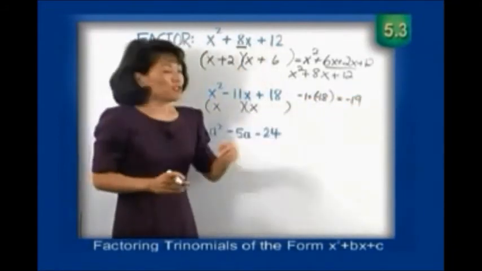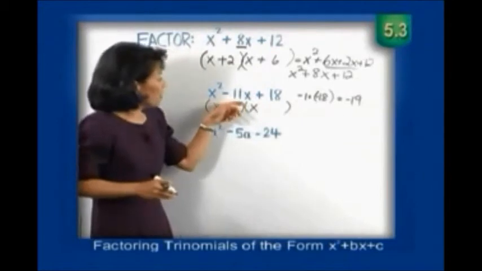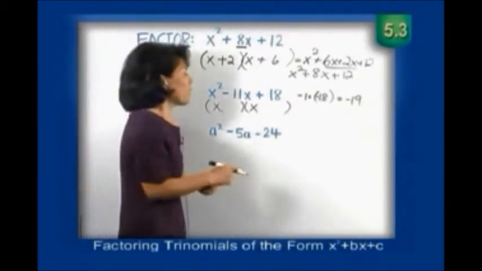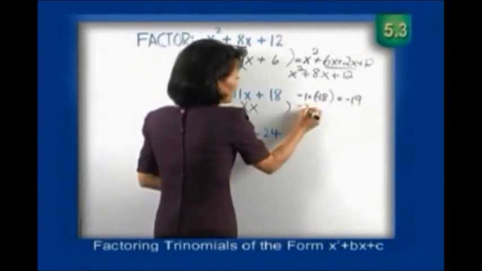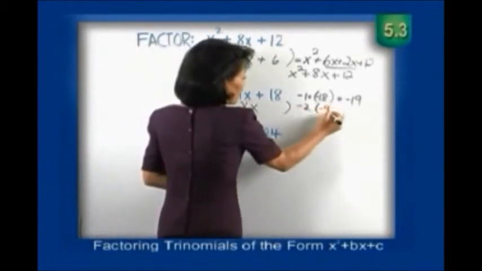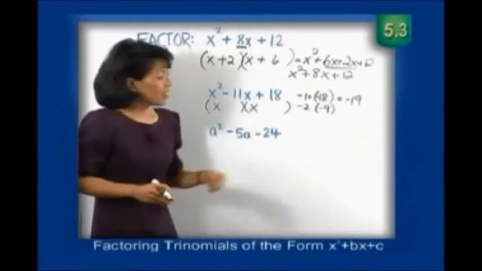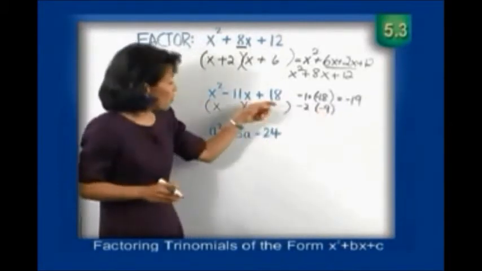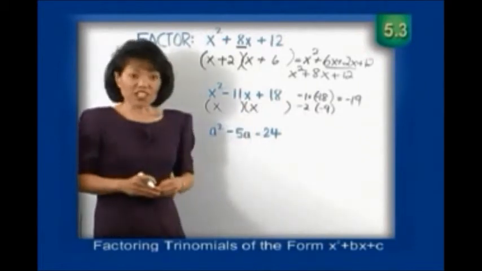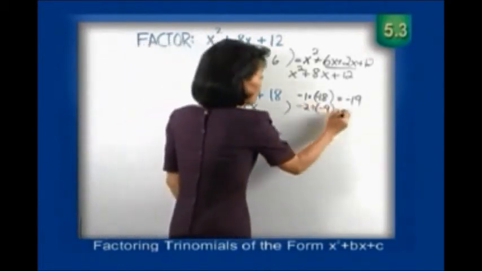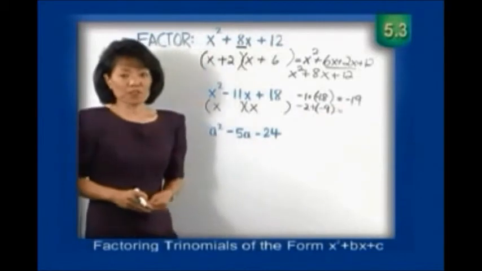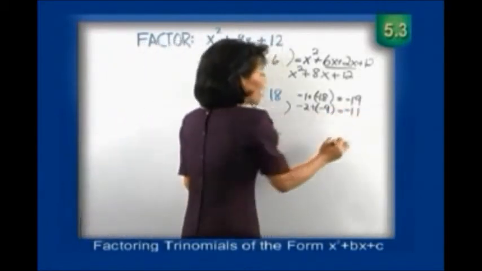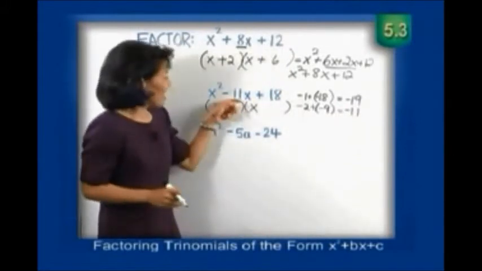Now, those two numbers didn't work, did they? Because we're looking for the sum of negative 11. So let's move on. Let's try another pair. How about a negative 2 and a negative 9? Negative 2 times negative 9 certainly gives us that positive 18. Now let's check the sum. If I add those two numbers together, negative 2 plus negative 9, notice I get a negative 11 there. And that's exactly what I wanted.